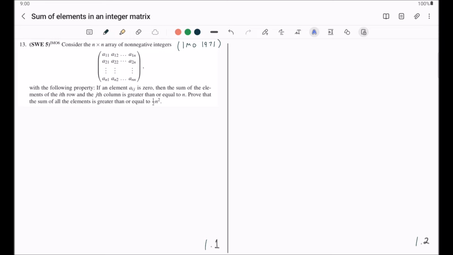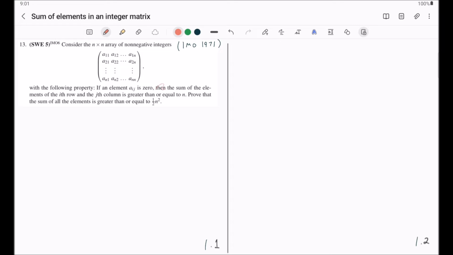In this video, we'll talk about problem number 6 in the IMO 1971. Consider the n by n array of non-negative integers. We can also call this an n by n matrix with the following property. If an element a sub ij is 0, then the sum of the elements of the ith row and the jth column is greater or equal to n.